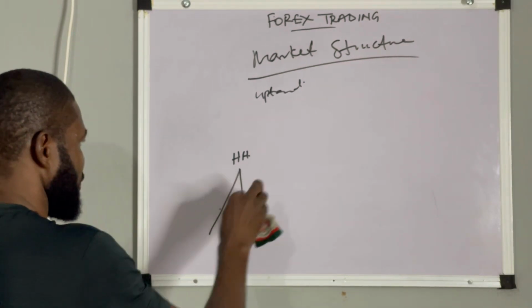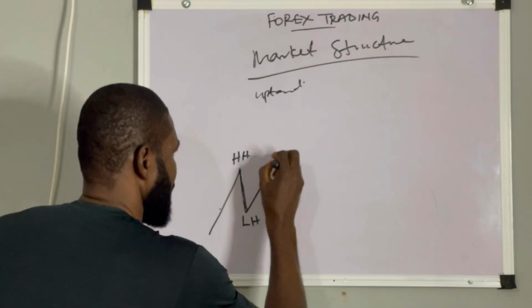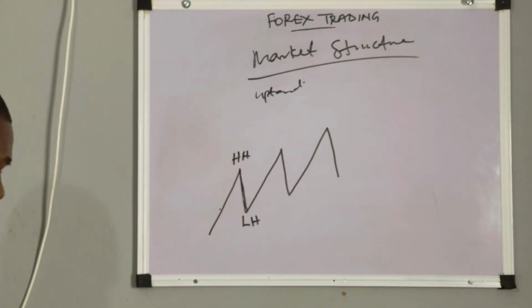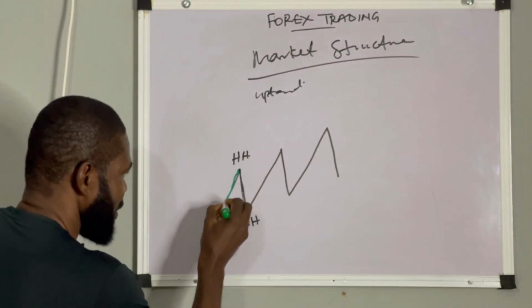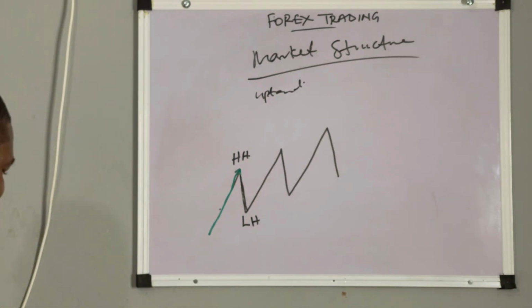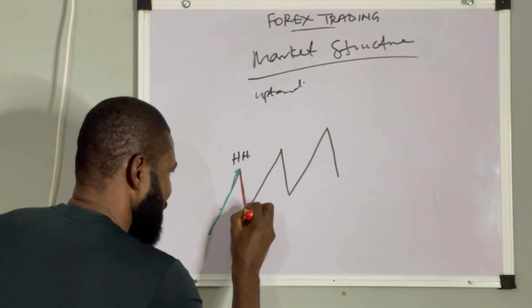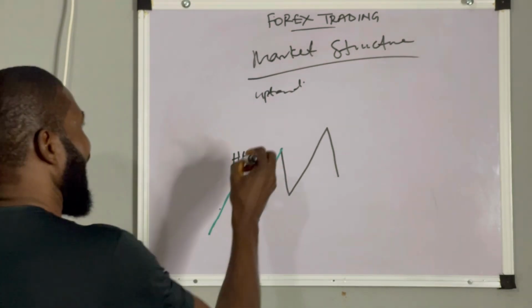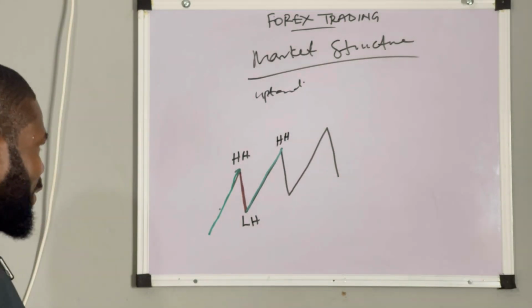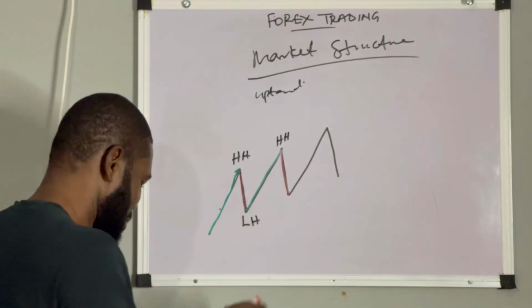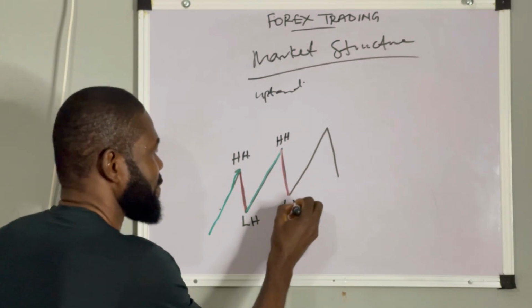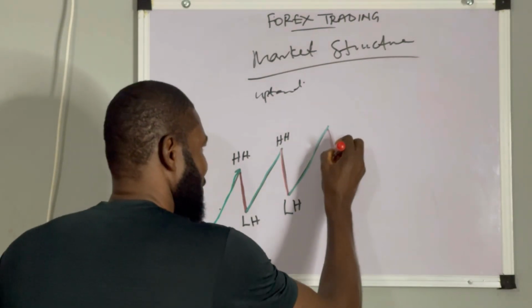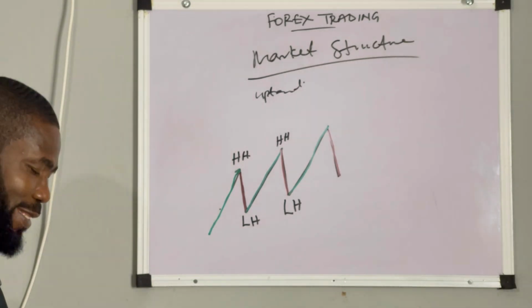Now, I told you before, uptrend moves like this: higher high, lower high, higher high, lower high. Now, I just told you right now that this one is an impulsive movement, while this is a corrective movement or a retracement. You see, this is an impulsive movement to form the next higher high, while this one is a corrective movement or a retracement to form the next lower high. Just like that. Impulsive, higher high, corrective, lower high. So it continues like that.